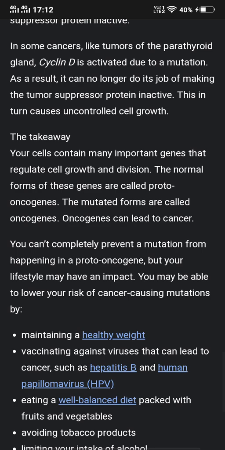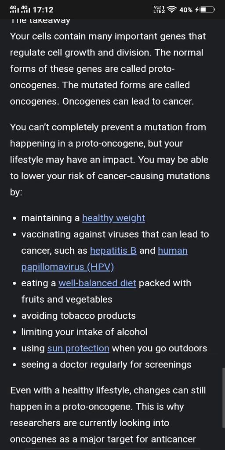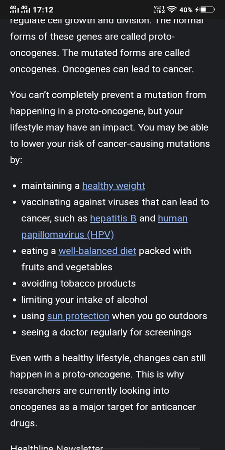You can't completely prevent a mutation from happening in a proto-oncogene, but your lifestyle may have an impact. You may be able to lower your risk of cancer-causing mutations by maintaining a healthy weight, vaccinating against viruses that can lead to cancer such as hepatitis B and human papillomavirus, eating a well-balanced diet, avoiding tobacco products, limiting your intake of alcohol, and using sun protection.